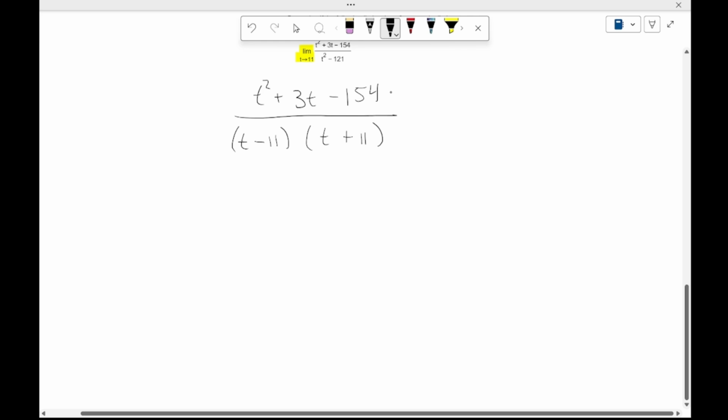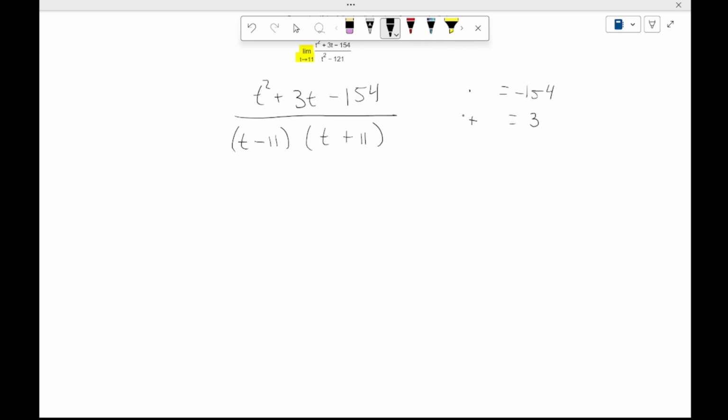The next step is to figure out the top equation here, t squared plus 3t minus 154. We're going to find two numbers that multiply to equal negative 154 and add to equal positive 3. What numbers could that possibly be? The quick method is just to divide 154 by 11, which is going to equal 14. So it's going to be negative 11 and 14. If you multiply negative 11 and 14, you get negative 154. If you add negative 11 to 14, you get 3.